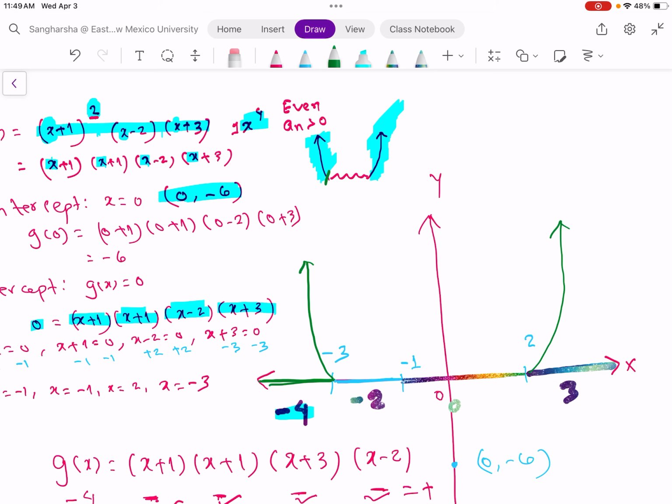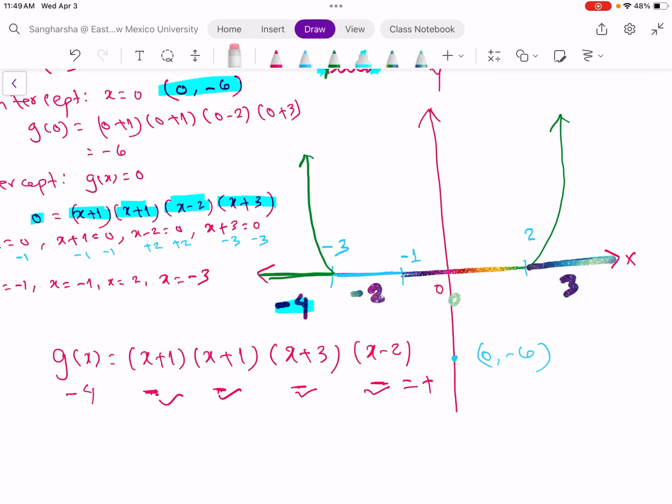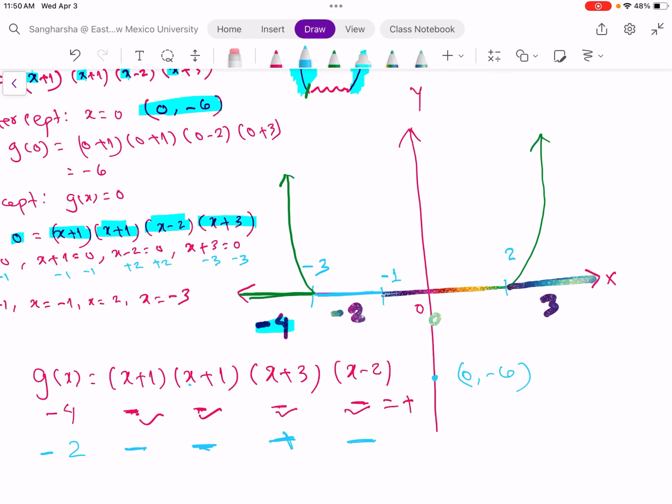Okay, now let's go with negative 2. If we choose x equals negative 2, what happens to the sign? So negative 2 plus 1 is negative, negative 2 plus 1 is negative, negative 2 plus 3 is positive, negative 2 minus 2 is negative. So negative times negative is positive, times positive is positive, times negative is negative. So negative means we have the graph below the x-axis. So we draw the graph below the x-axis and come back to our negative 1, the x-intercept.